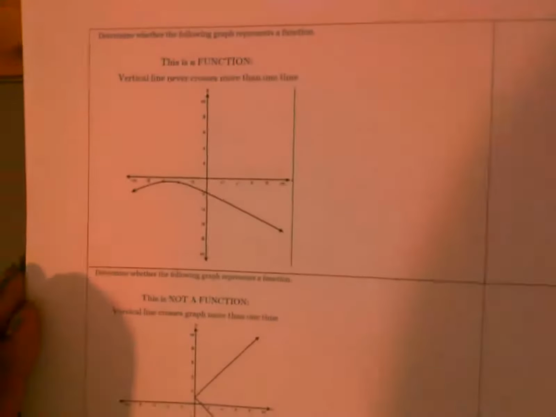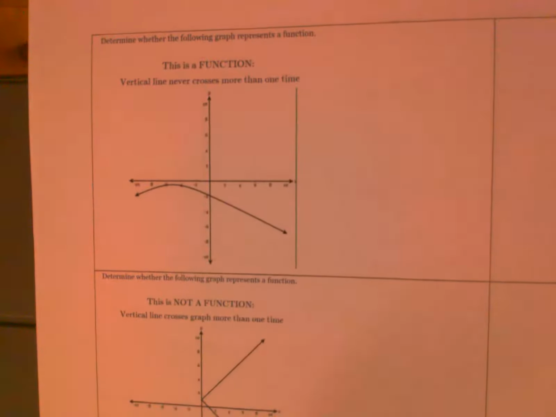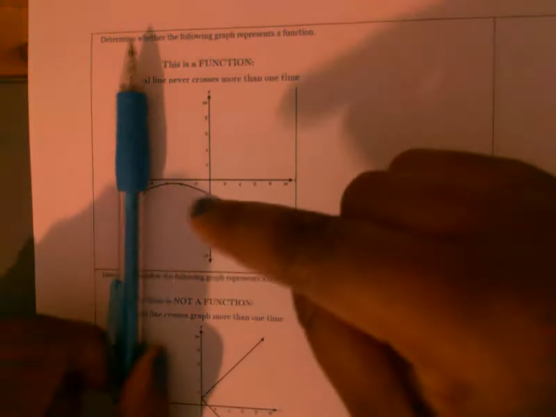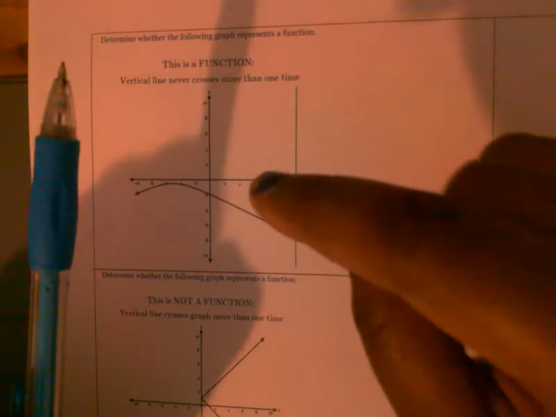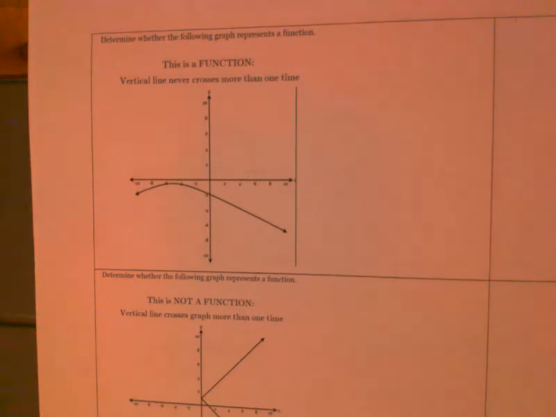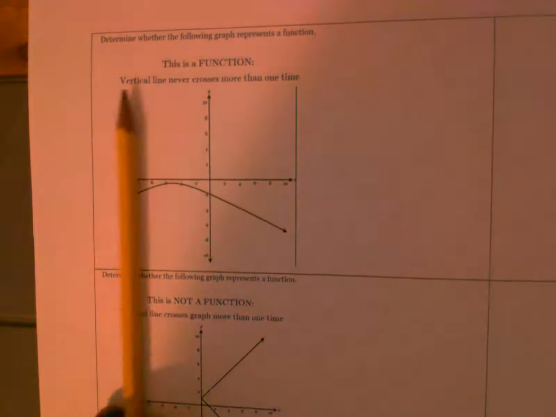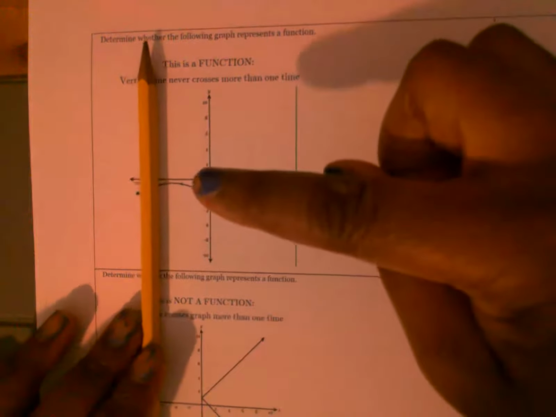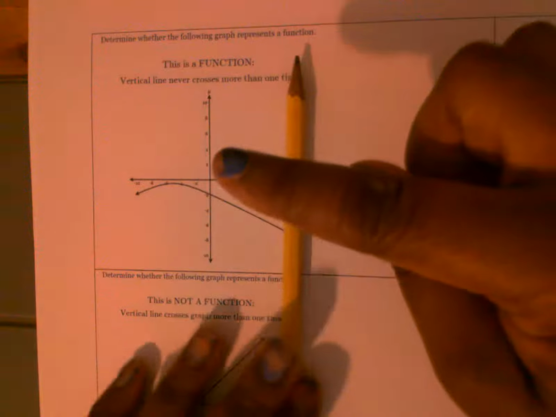Now we're looking at lines to determine if the line is a function, okay? To determine if a line is a function, you take a vertical line. I usually take my pencil, but sometimes my pencil is too fat to detect. I don't really have anything that's skinnier. Maybe this pencil is a little bit skinnier, but I move my pencil from left to right across the graph.